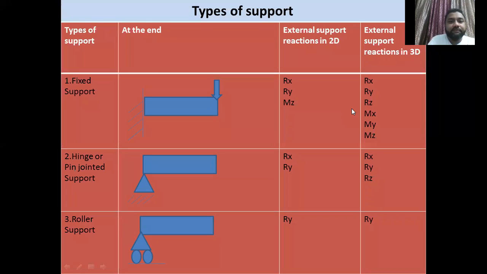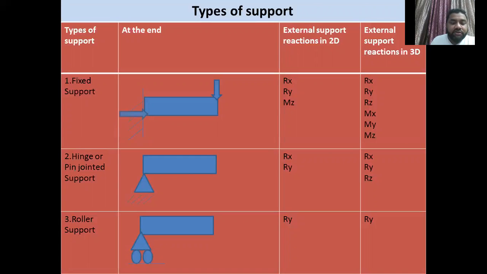Now look at this slide. There are the types of support. The first one is fixed support. Now what will happen in the fixed support? The fixed support is given like this. This is the load I applied at the end. So this is a fixed support. The fixed support means fixed. There will be no motion along the horizontal direction, along the vertical direction, and there will be no moment. So that means in three directions there will be three reactions.